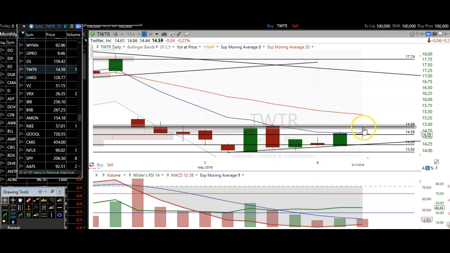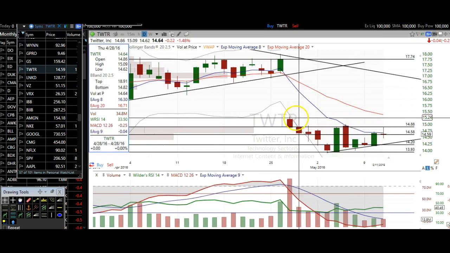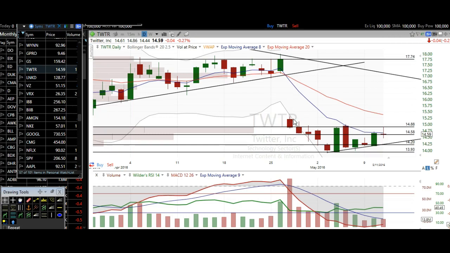As far as resistance, as you can see, we've got it right here at about 1490, 1488 from the high of today, as well as the open of this day, the high of this day, high of this day, the open of this day, and the close of this day. So that's a big level right here, about 1488. If we can close above that, I believe that Twitter can head higher. And we just have a little bit more resistance at about 1520. So if we break over that, then we can head higher as well.